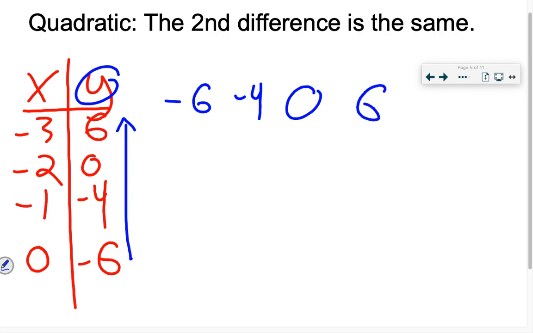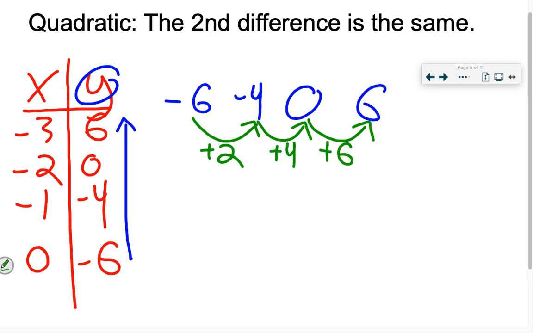Okay? And so now I'm going to write out their first difference. So to get from -6 to -4, what do we have to add or subtract? It should be 2, right? To get from -4 to 0, you add 4. And from 0 to 6, you add 6. And that, what we did right there, is the first difference.